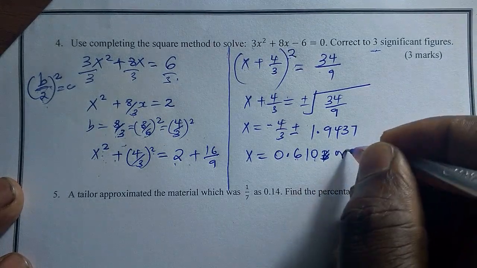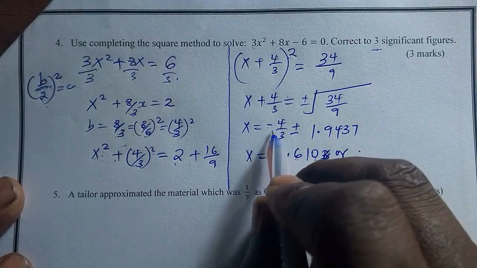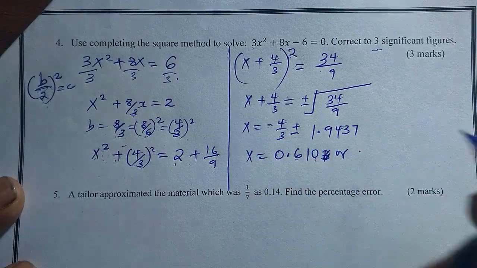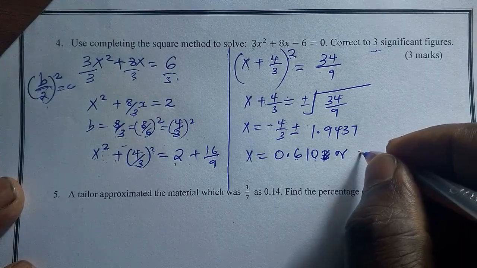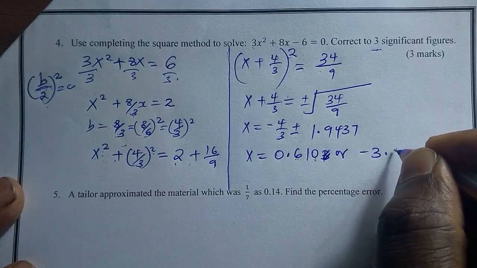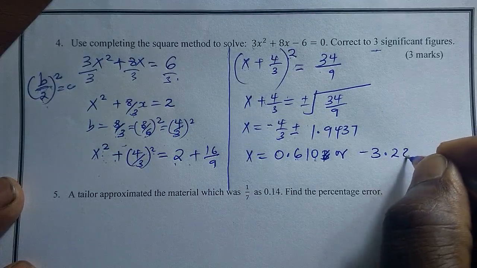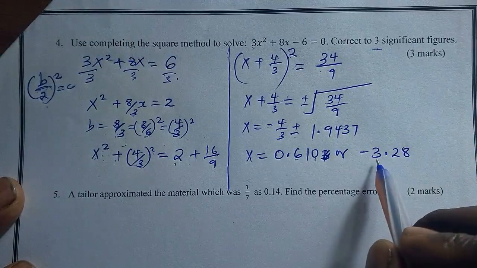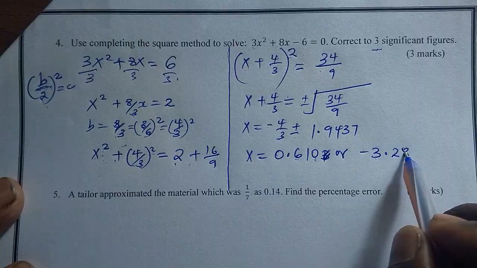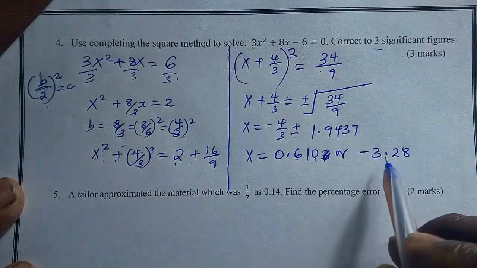Or the negative side is negative, this minus this. The answer is going to be negative 3.28. 3 significant figures, 1, 2, 3. I have rounded off to 3 significant figures.